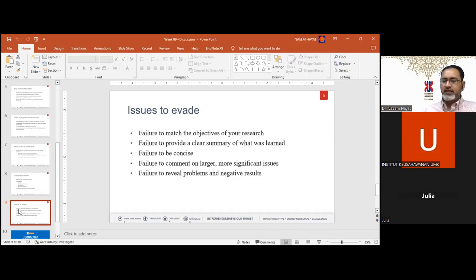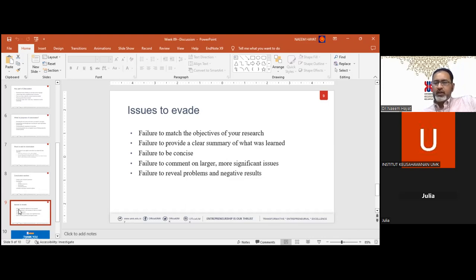Failure to reveal the problem and the negative result. We must state the consequences of why this problem is important, and if we are unable to resolve it, what the negative consequences are. It means again linking it with the introduction. In this way, we can highlight the issues in the conclusion section.